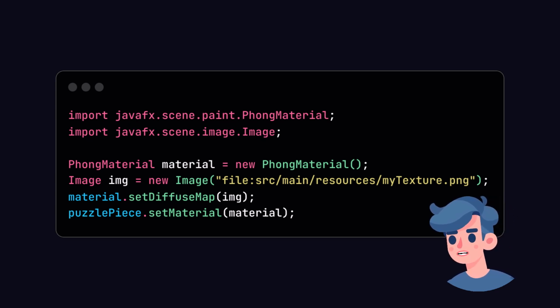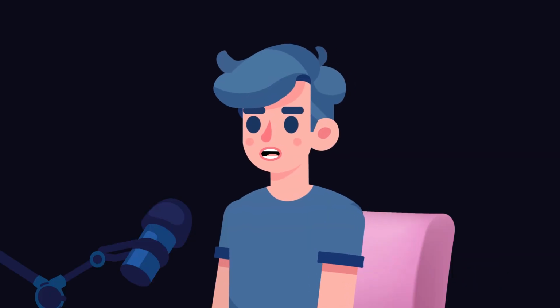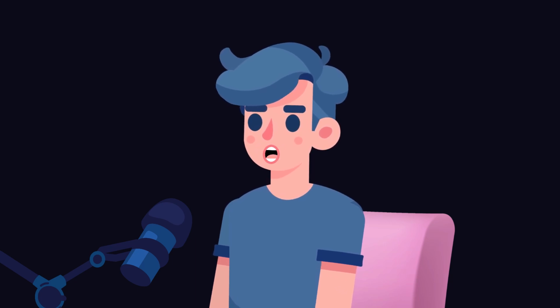You can explore textures or images to apply as materials to your puzzle pieces. Here's how you can set a texture. By applying your own textures, you can customize the look of your puzzle pieces, making the game more visually engaging and unique.